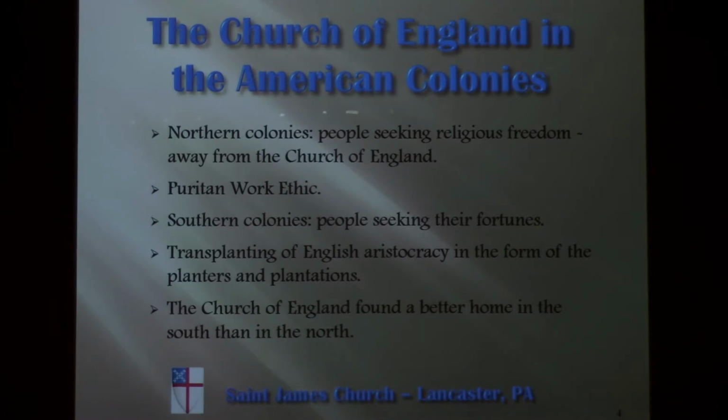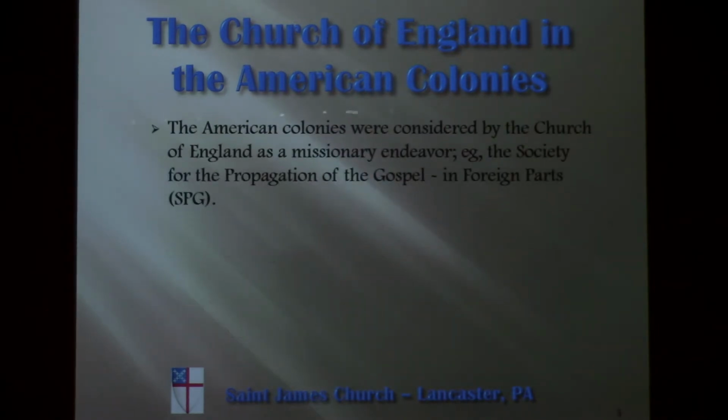So the English church found a much better home, particularly in Virginia. Virginia is sort of the center where everything grew out of, starting with Jamestown. All the colonies were considered a missionary endeavor by the Church of England. So there were no actual parishes. There were certainly no bishops.